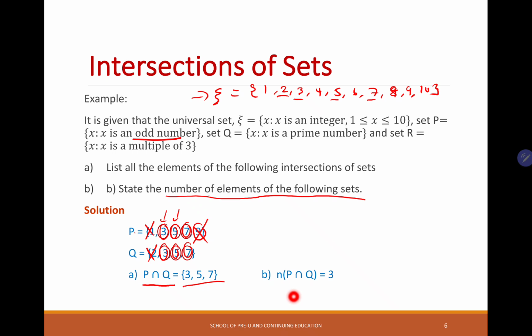And the number of elements here is n of P intersect Q, where n represents the number of elements. To calculate the number of elements, just count: 1, 2, 3. So the answer is 3.